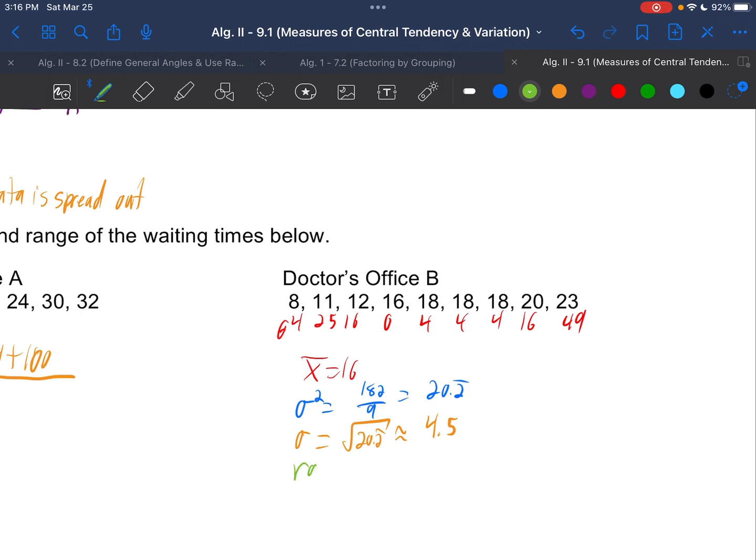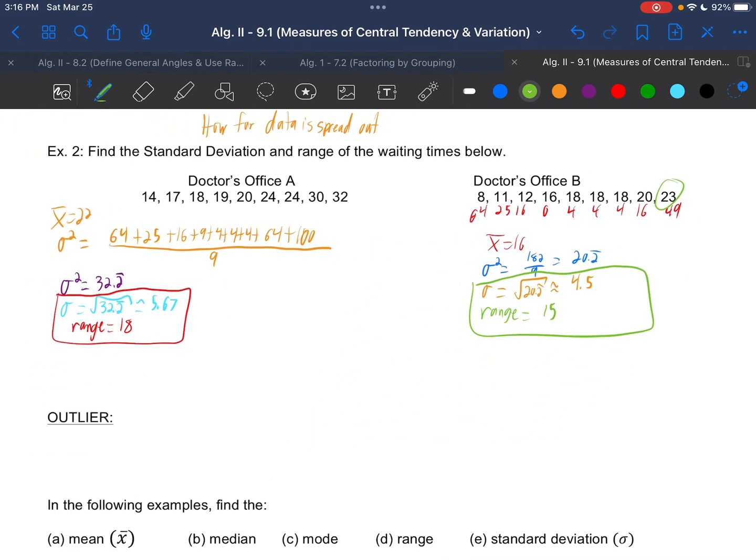And the range is 23 minus 8, the highest minus lowest, aka 15. So now we found the standard deviation and the range. Now, why would this be helpful? What does this even mean? Are probably some of the questions you're asking.